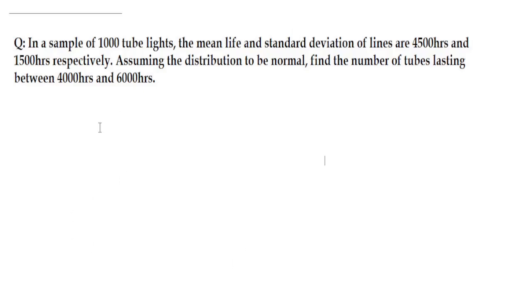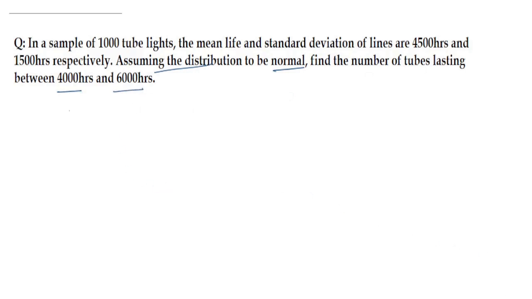Hello everyone. In this video we'll solve an example on normal distribution. Let us start with the example here. In a sample of 1000 tube lights, the mean life and standard deviation of life are 4500 hours and 1500 hours respectively. Assuming the distribution is normal, find the number of tubes lasting between 4000 and 6000 hours.